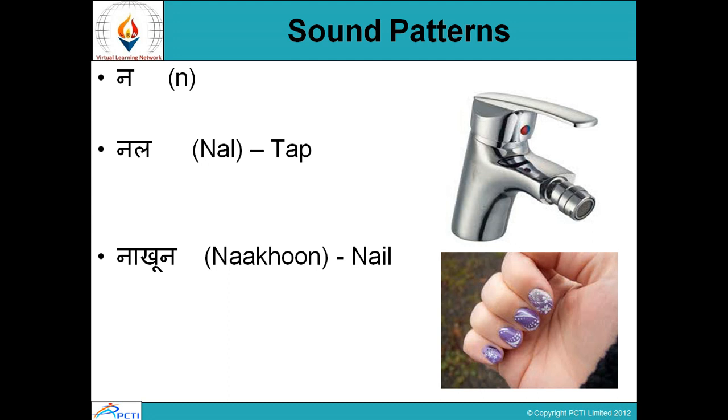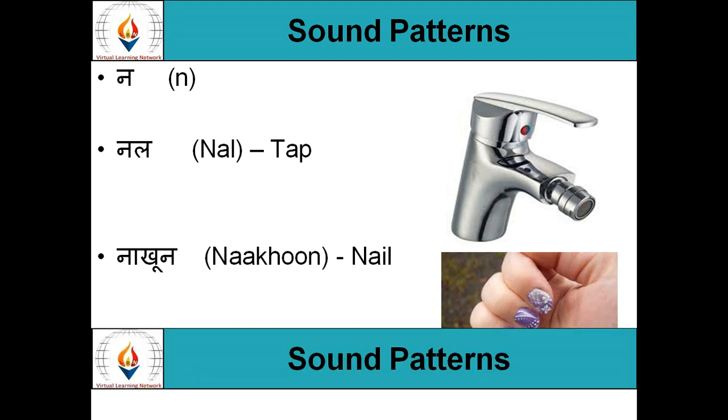Na. The sound is na. Na means N, we represent it by na. Null. Null is tap. We have taps in our houses from which we get water. So taps are null. Nakhun. Nakhun is nail. Nails we have to protect our fingers. So they are called nakhun.